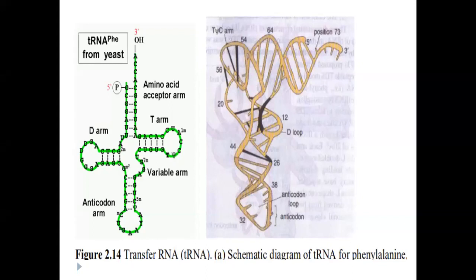So even in your questions or in your MCQs, wherever you see something with 4 arms, it's transfer RNA. You don't even need to waste time. You just need to remember the arms. That's the transfer RNA.